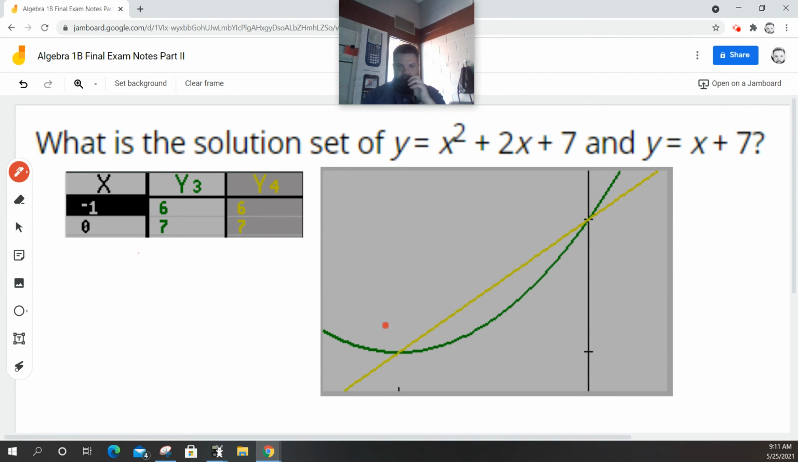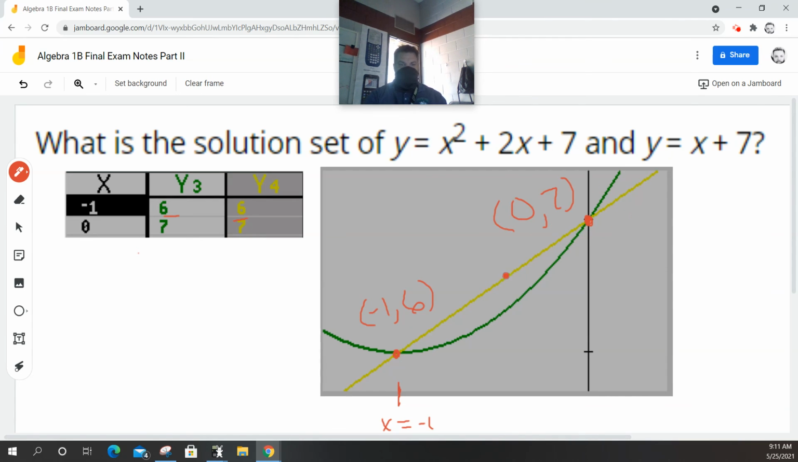So I like using the graph because the graph shows me where they actually cross. So I can look at the graph and I go, okay, how did I know that was -1? Well, look right here. This is -1. X equals -1. How did I know this was 0? Because this is the y-axis. So my points then are -1, comma 6, because they both equal 6. And then my other point is 0, comma 7. And that's it. Those are the two things.